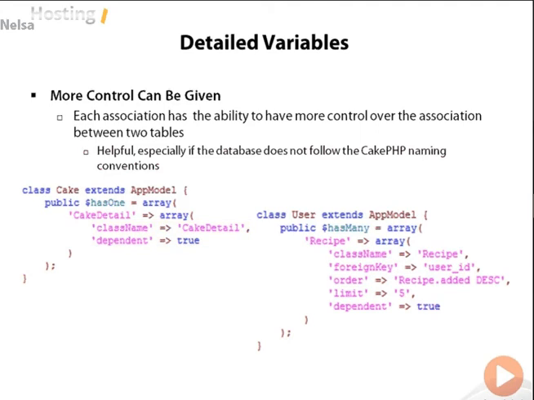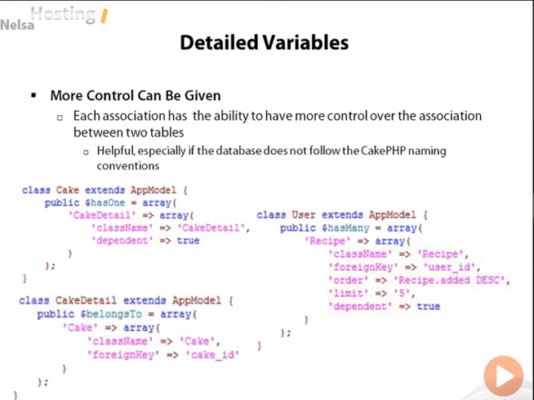Here's an example of a has many extended array. You'll note the first associated array has a key of recipe, recipe being the model that user is referencing to. And the associated array of recipe has a key value pair for more information in regards to this association type.